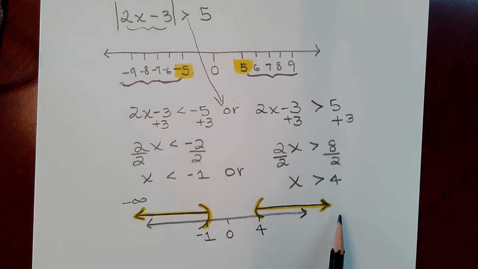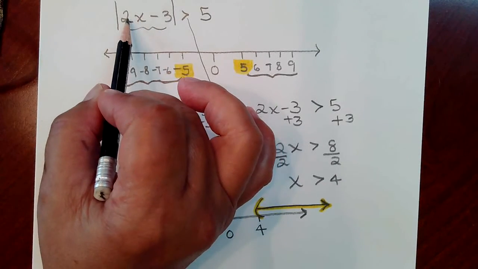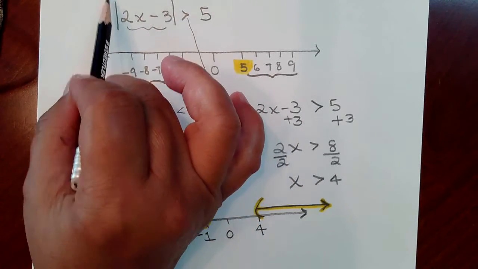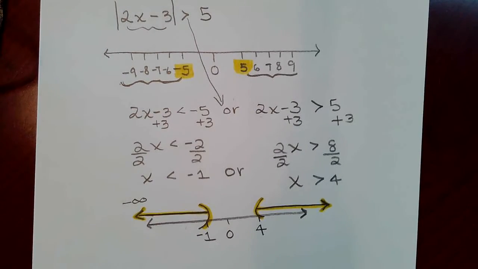Likewise, everything over here satisfies the original inequality. 4 is not part of the solution set, but the solution set starts there. But 5 or 6 or 7 or 8, any of those numbers. How about if we plug in the number 6? That's part of this area. 2 times 6 is 12. 12 take away 3 is 9. Absolute value of 9 is 9, and that is greater than 5. So everything over here satisfies the inequality. So any of these can be checked by plugging in anything from the intervals into the original inequality.